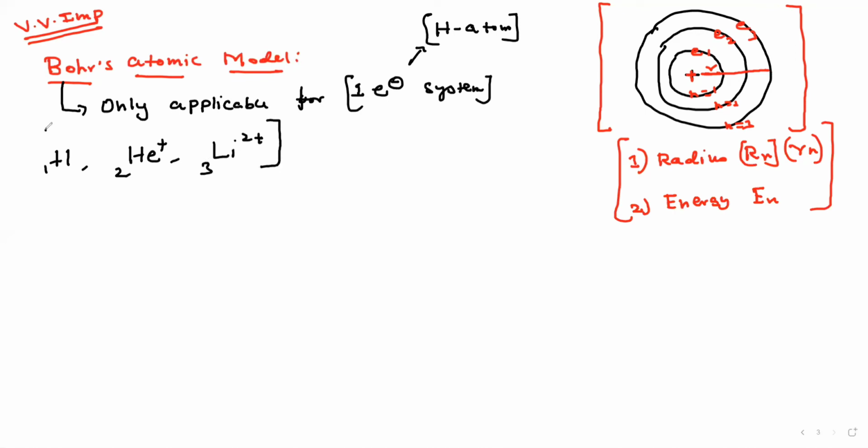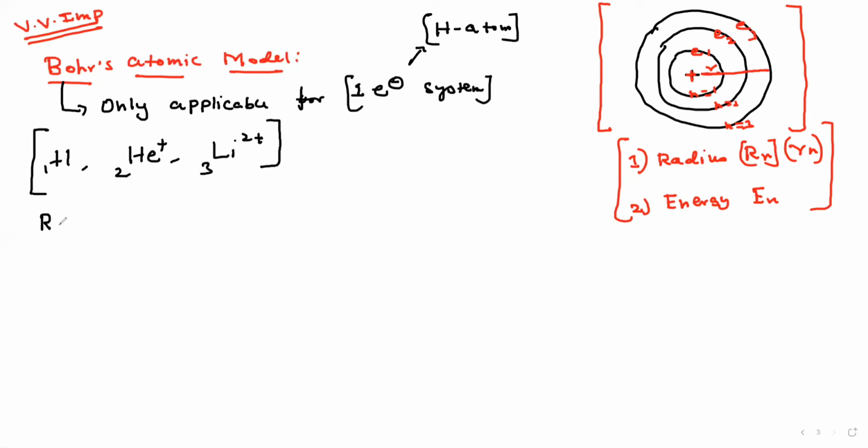Therefore, these three systems are applicable for what? The Bohr atomic model. Simply, we say the 1 electron system is only applicable for the Bohr atomic model. Now, I'm going to give the energy formula in different units. Please note.